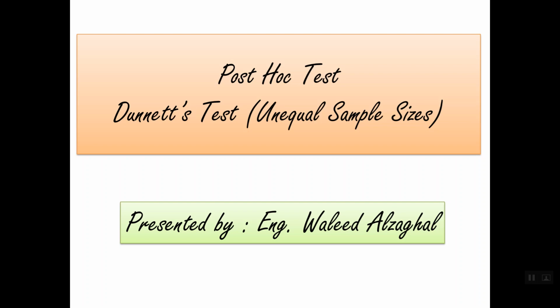Hello everybody. I'd like to talk about the Dunnett test. Dunnett test is one of the post hoc tests, or multiple comparison tests, which is used in order to compare between the means for two different groups. I have talked in a previous video regarding the Dunnett test, but for the case of equal sample size. In this video I'd like to talk about the same test, but for unequal sample sizes.